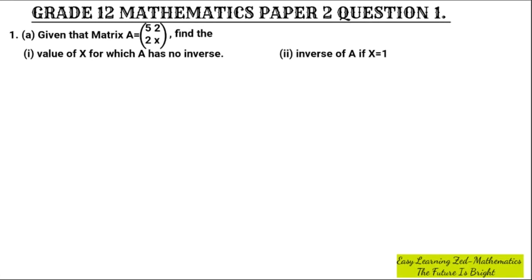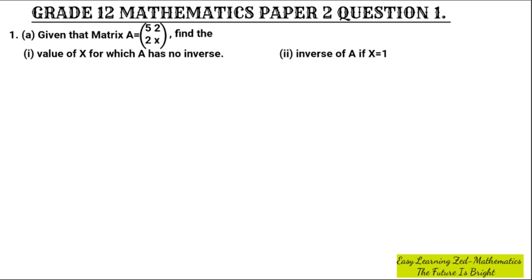Okay, so in this video I'm going to look at question 1 that came in the 2020 Mathematics Grade 12 Paper 2, not Paper 1 but Paper 2. Question 1a is: given that matrix A is equal to [5, 2; 2, x], find the value of x for which A has no inverse. Then 1a2: find the inverse of A if x is equal to 1. Okay, so these are the two questions that were in question 1a.